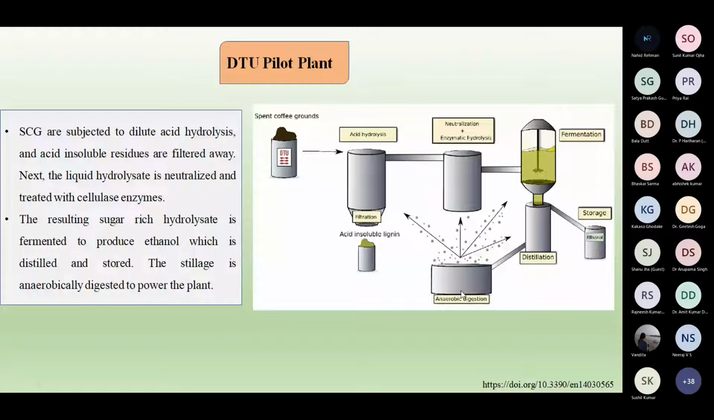So this is what you can see, that basically digestion is taking place in all the three, because microbes are present here also, here also, here also, and all these are showing that they are anaerobically digested.